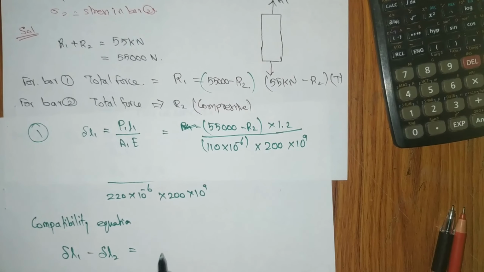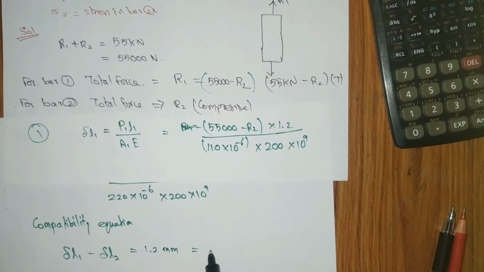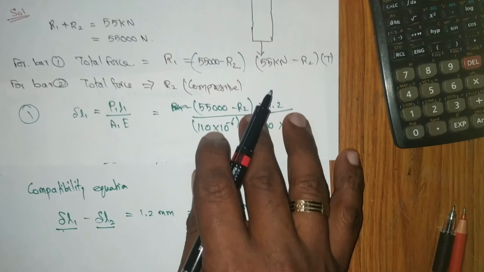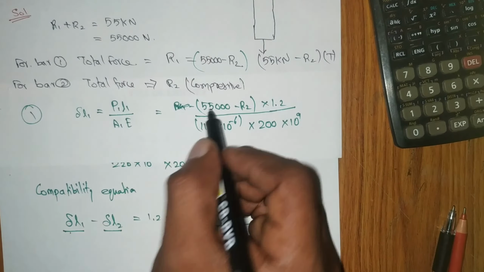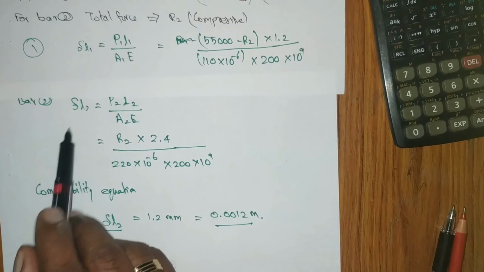So we'll say this as 1.2 mm. Let us change this as in meter. So it is equal to 0.0012 meter. So we know this term and this term, and we have the value, and we'll find out the unknown parameter. So let us equate these two values, delta L1, delta L2.